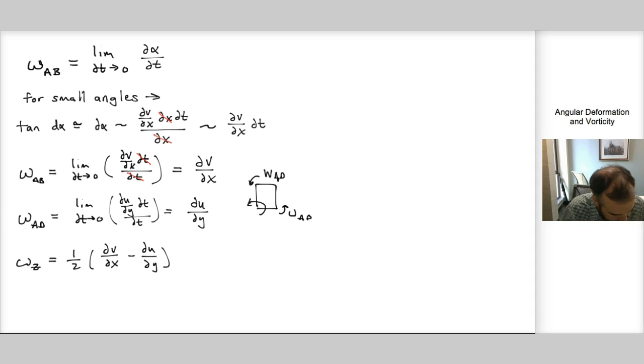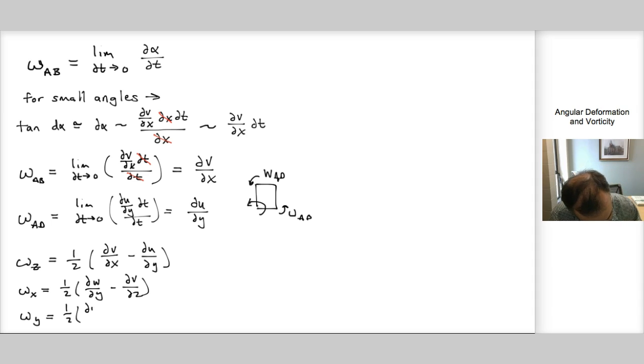And we can do the same thing for the other coordinate system, so we can define omega x is equal to 1/2 of dw dy minus dv over dz, and omega y is equal to 1/2 du over dz minus dw over dx. Okay? And those are what we call the vorticity, essentially. So this is the rotation rate.